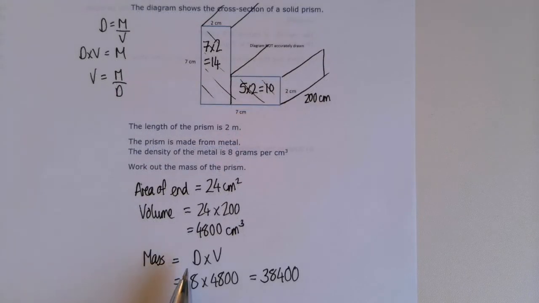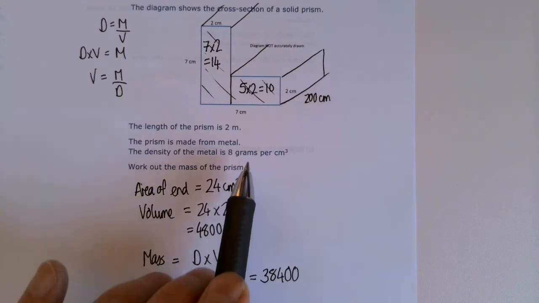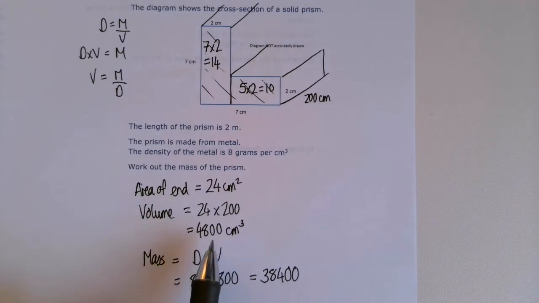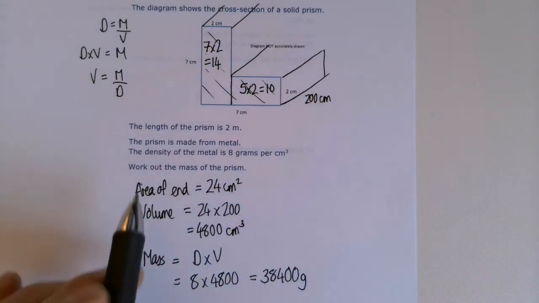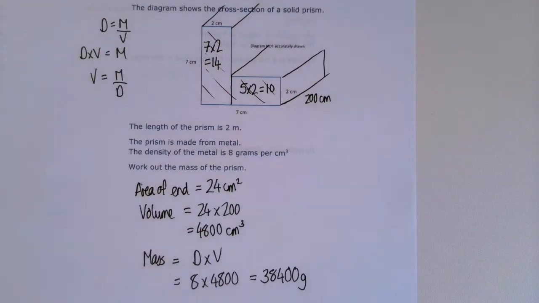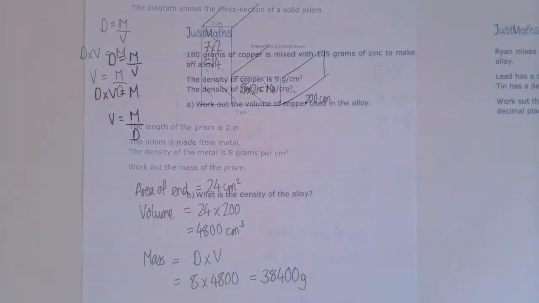Okay, so the mass is density times volume. The density we're given in the question, that's in grams per centimetre cube. So the volume needs to be in centimetre cubes as well. It is. And that means that the answer is going to be in grams. Just a quick check, do they want it in kilograms? They don't. If they did, then it's 38.4 kilograms, because 1,000 grams gives me a kilogram. Well done if you got that.